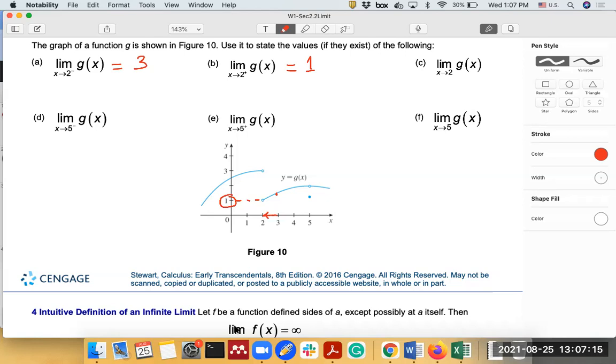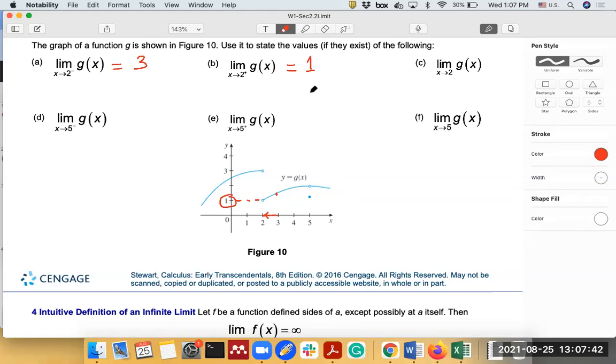Oh, the next question. Oh, your question C. I'm sorry, we will not get there yet. But the left-hand limit is 3 and the right-hand limit is 1. Is that okay? Good job.